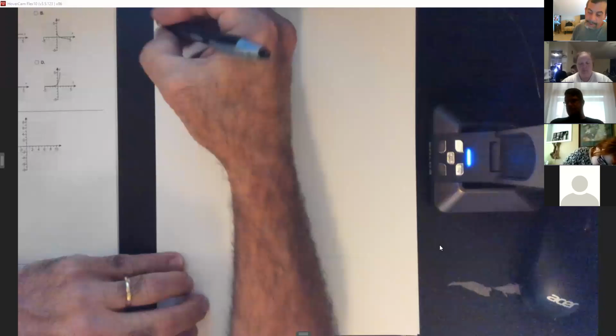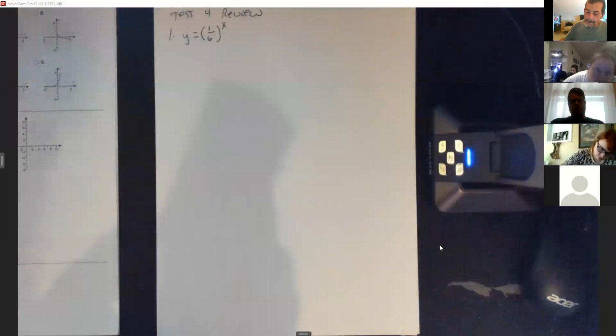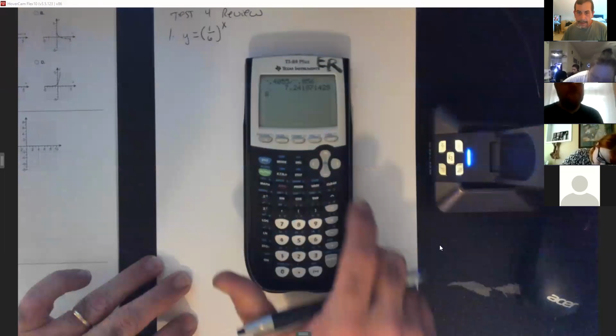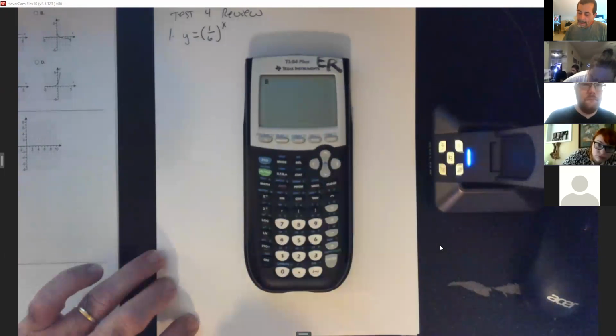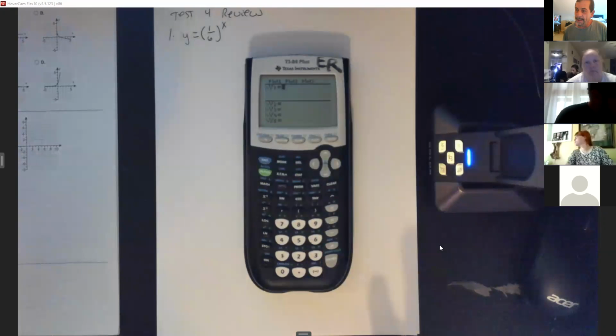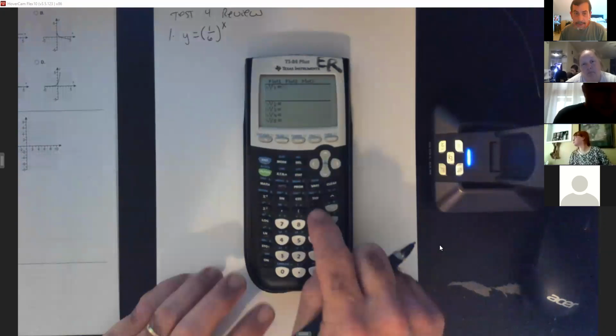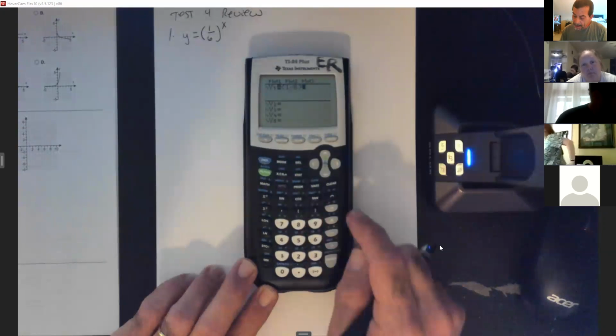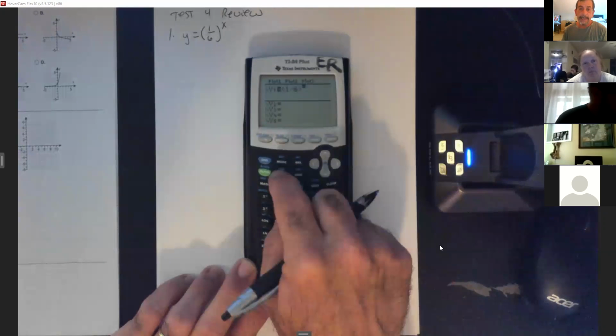All right, so the first few were just playing with the graphing. So my first one was y equals a fraction, 1 over 6 to the x. So most of y'all are probably just going to be graphing these on the calculators. So let me turn that on and clear. So probably the biggest thing on this, just put your fractions in parentheses. Get used to doing that. So do your parentheses. That'll be 1 divided by 6. And then hit your exponent of x.